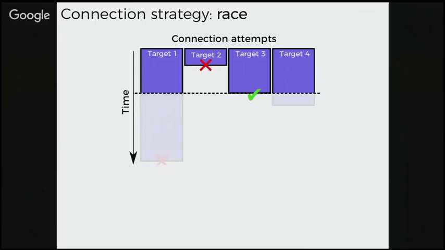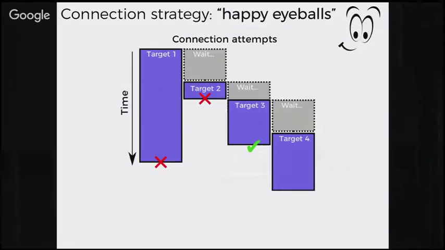So is there any way we can get a Goldilocks solution, so, you know, the best of both worlds, right? And that's this thing called happy eyeballs. It makes web pages load faster, so your eyeballs are happy. I don't know. I didn't make up the name. I apologize. But the way it works is it's sort of a combination of those two strategies, right?